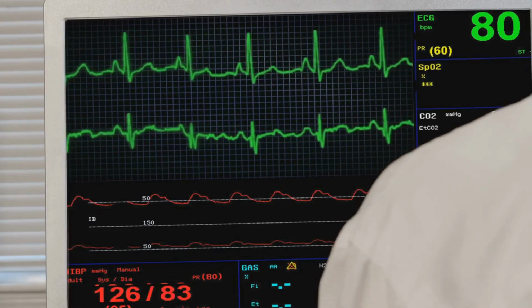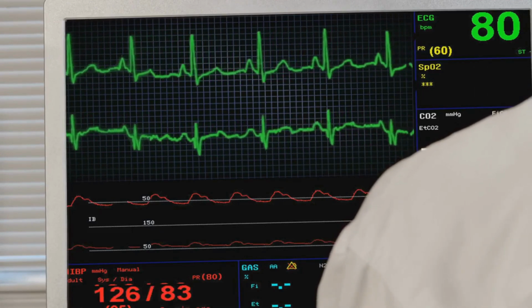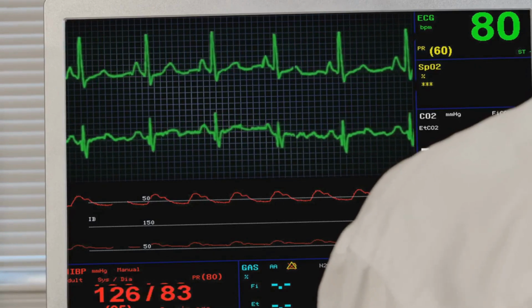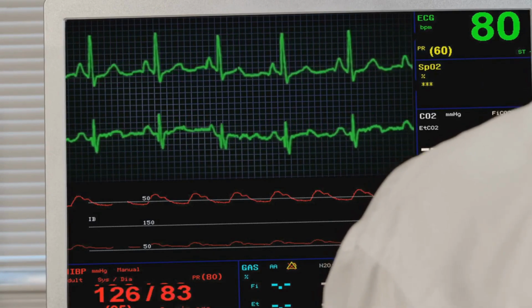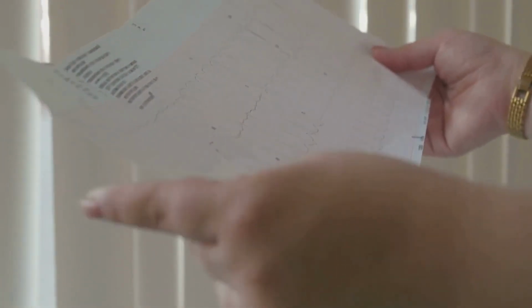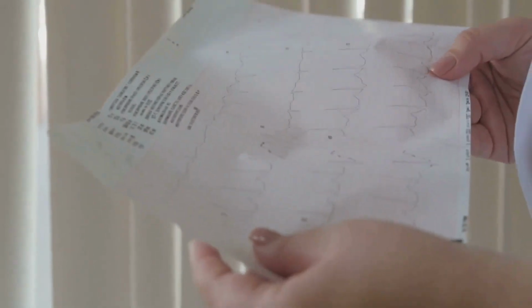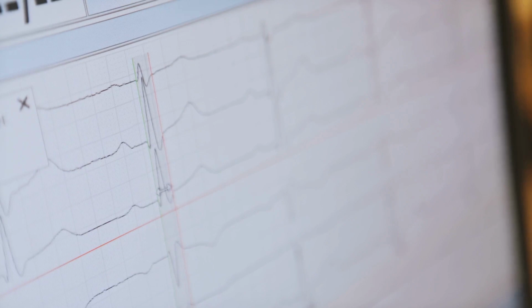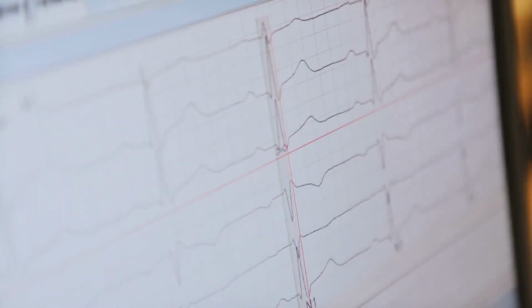Is the rhythm regular or irregular? To determine this, simply look at the RR intervals. If the intervals are evenly spaced, the rhythm is regular. If they vary, it's irregular. Now let's calculate the heart rate. An ECG machine often provides this, but it's important to know how to do it manually. Count the number of QRS complexes in a 6-second strip and multiply by 10. This gives you the heart rate per minute.